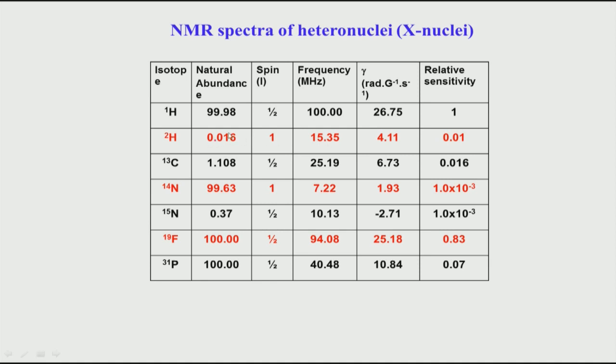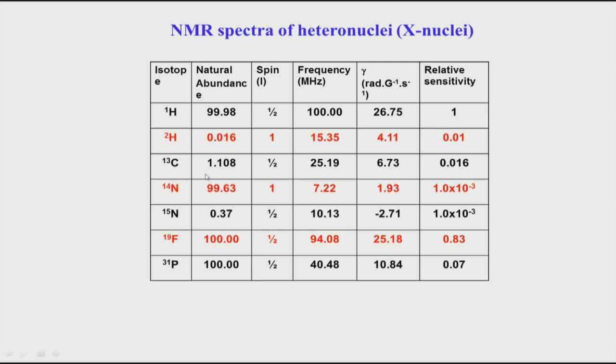What has been done here is you multiply the natural abundance by the gamma, and scale it with respect to proton, and then you get the value of sensitivity. For example, for deuterium, if you multiply these two, it turns out to be 0.01 times 1, that means it is 0.01, or approximately 100 times less than hydrogen.